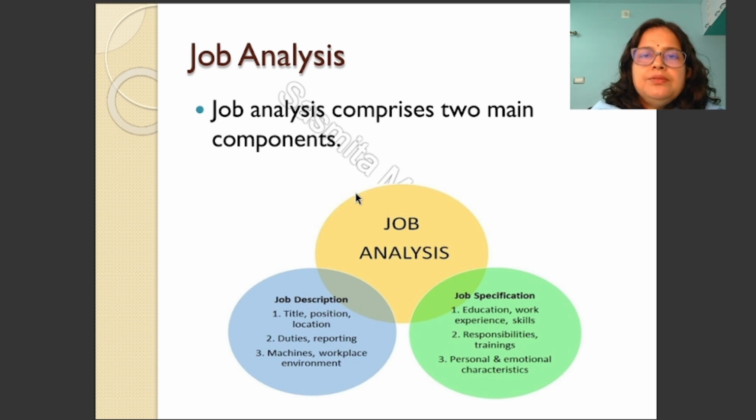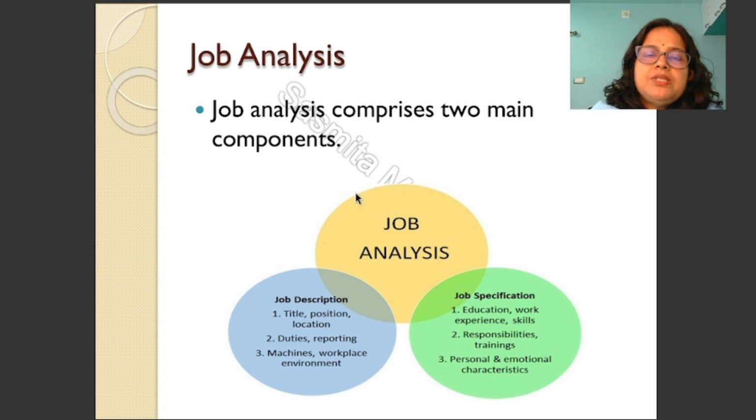When we describe a particular job, it is more about that job. What is the title of the job? Where is the job located? What is the position of that job? What are the duties? What is the reporting time? What are the machines involved in the job? What is the workplace environment? So these are the job description, describing a particular job.